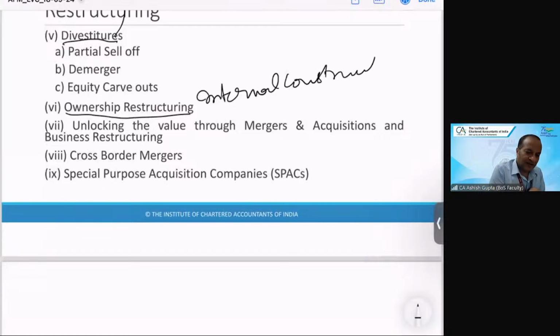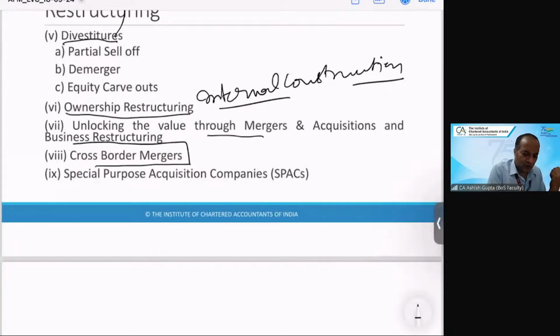Okay, in this, there is no outside entity involved. Here, only the internal restructuring takes place. Then, unlocking, this is a theoretical topic. Cross-border mergers. Cross-border mergers means once you cross the boundaries of India.